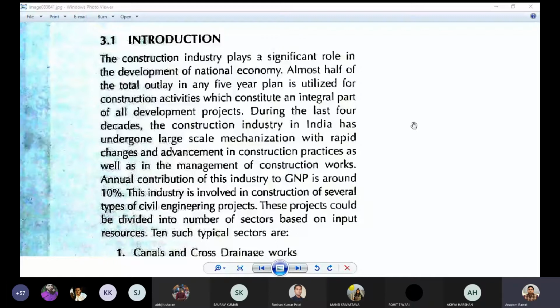Yes, sir. Okay. So let us see the introduction of this subject. We know that the construction industry plays a significant role in the development of a national economy, and almost half of the total outlay in a 5-year plan is utilized for construction activities, which constitute an integral part of all development projects. During the last 4 decades, the construction industry in India has undergone large scale mechanization with rapid change and advancement in construction practices.